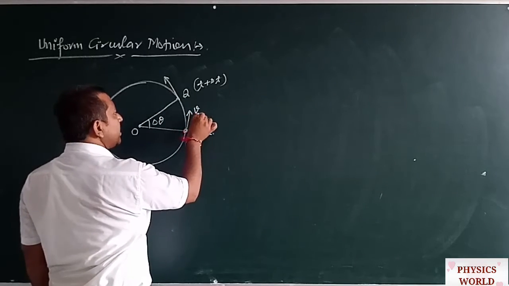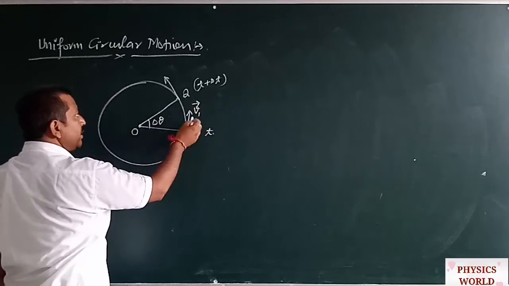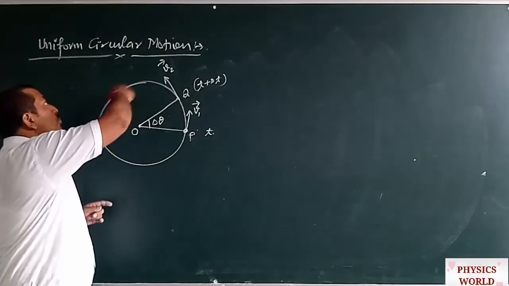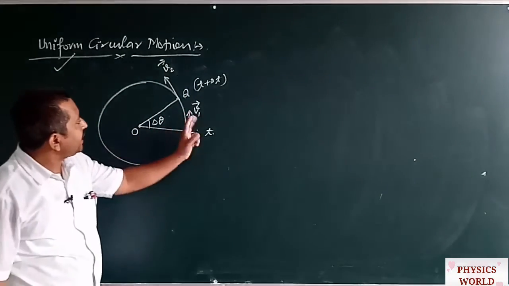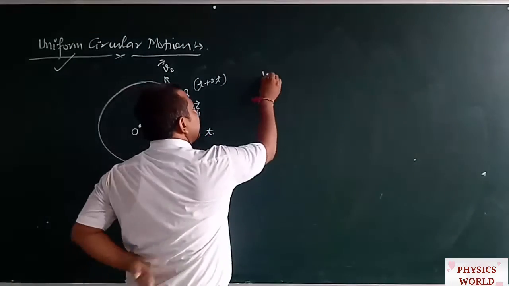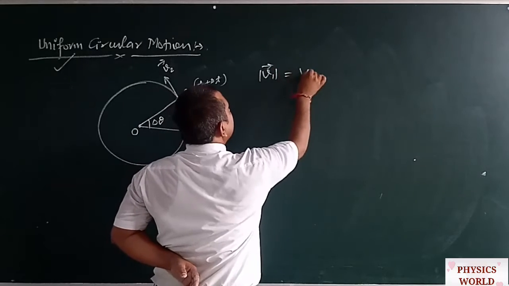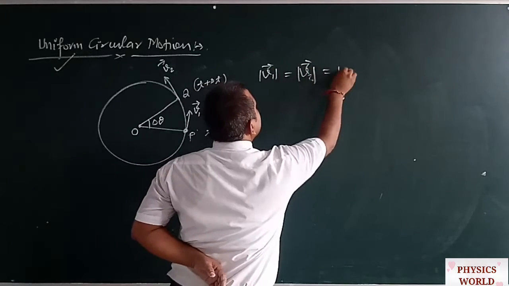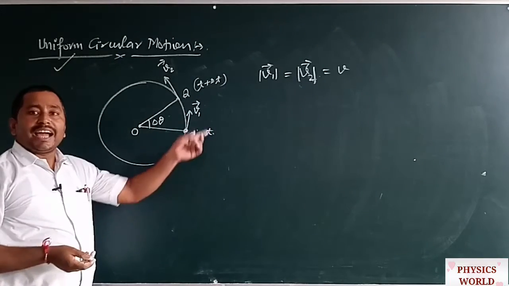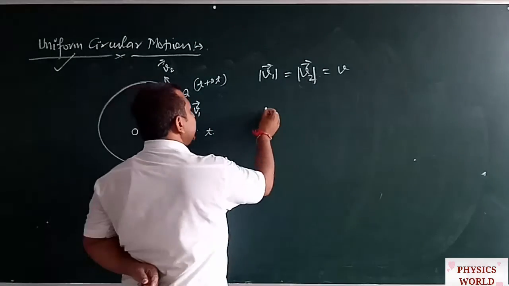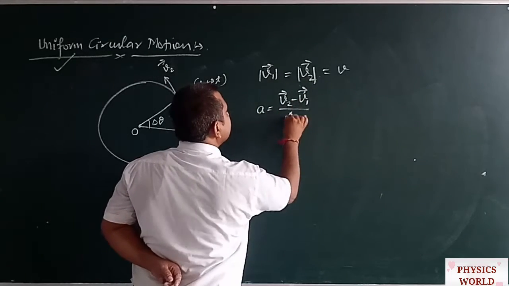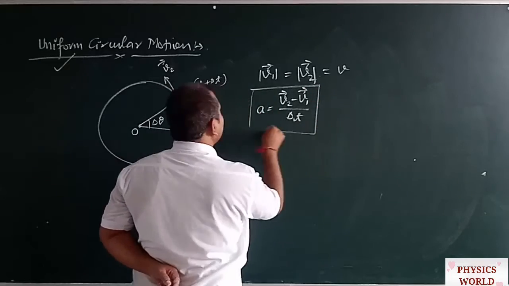So if we assume that the magnitude of velocity here is v1 and here is v2, then we know that because the object is moving in uniform circular motion, the magnitude of this velocity and the magnitude of this velocity are always the same. So we can write magnitude of v1 equal to magnitude of v2, which can be taken as v. So if we find the acceleration acting on this particle, it can be considered as the rate of change of velocity. So we have to find a relation for this acceleration.